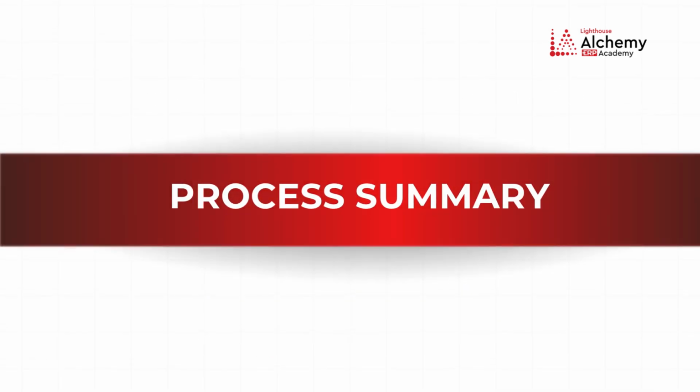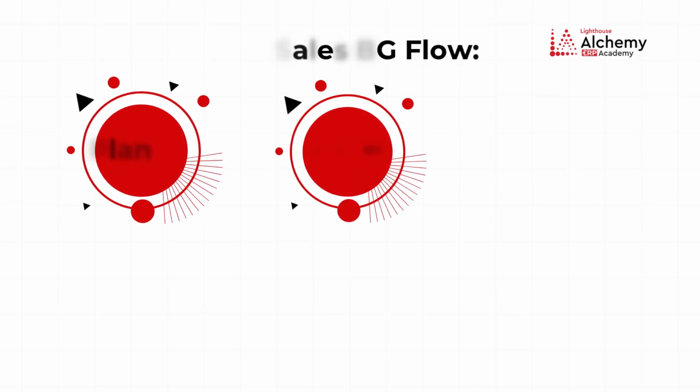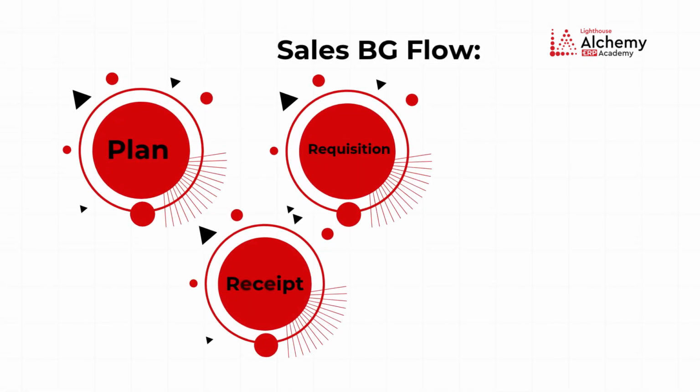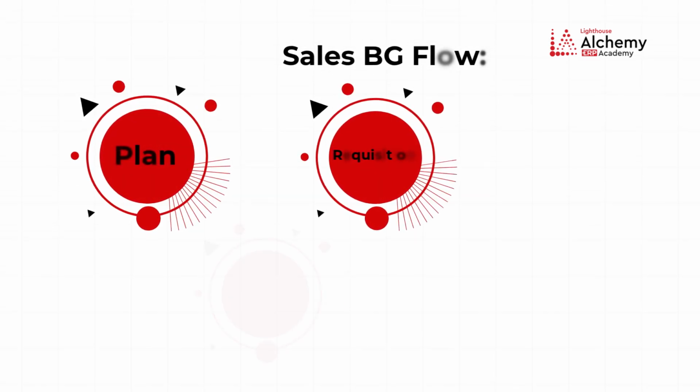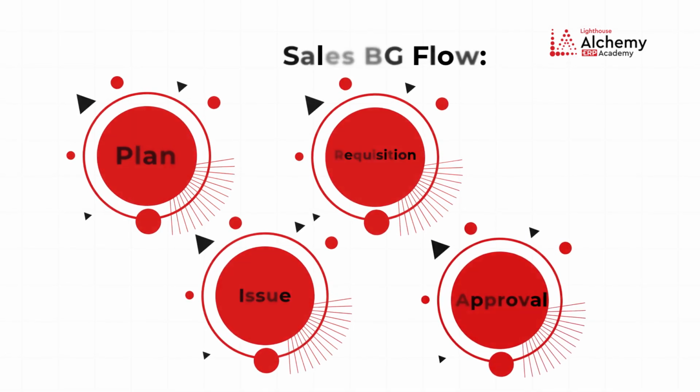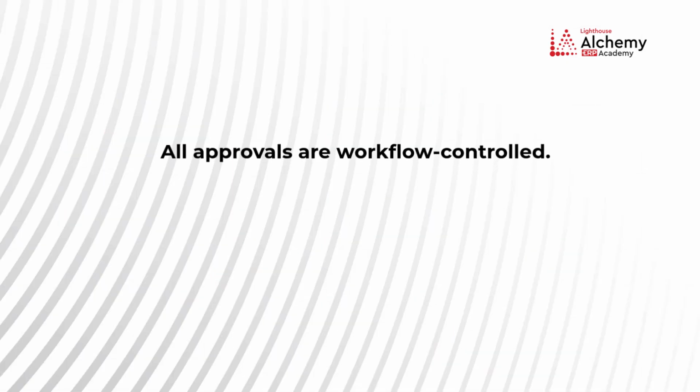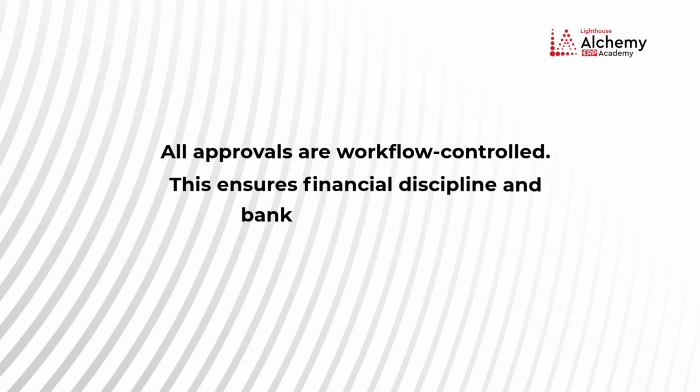Process summary. Sales BG flow: plan, requisition, receipt, approval. Purchase BG flow: plan, requisition, issue, approval. All approvals are workflow controlled. This ensures financial discipline and bank liability tracking.